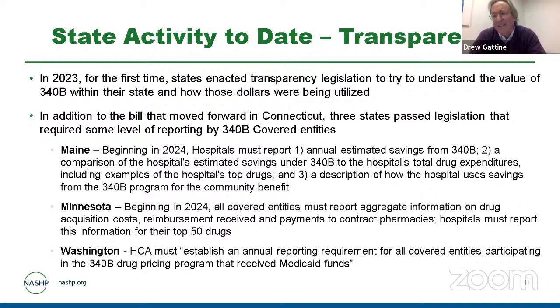And all 3 of these bills that passed have similarities, and they've all got differences. They weren't based on any type of model legislation. Up in Maine, beginning in 2024, hospitals, not any other of the covered entities, but hospitals are going to have to report, and these reports are going to be made public, their annual estimated savings from 340B, a comparison of their savings to their total drug expenditures, and some examples of the hospital's top drugs. And they're also going to be asked to describe how they're using those savings for community benefit.